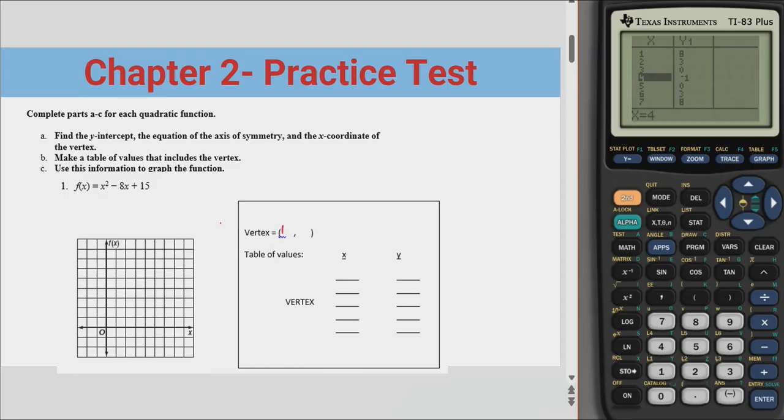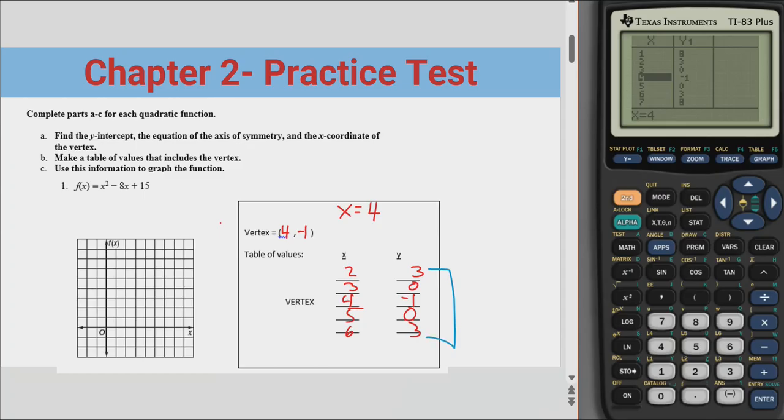So I'm going to plug that in right now. Vertex of 4, -1, right? 4, -1. Okay, that is also my axis of symmetry, x equals 4. So the rest of my data for my table comes right out of the table on the calculator: 3, 0, 5, 0, and 2, 3, and 6, 3.